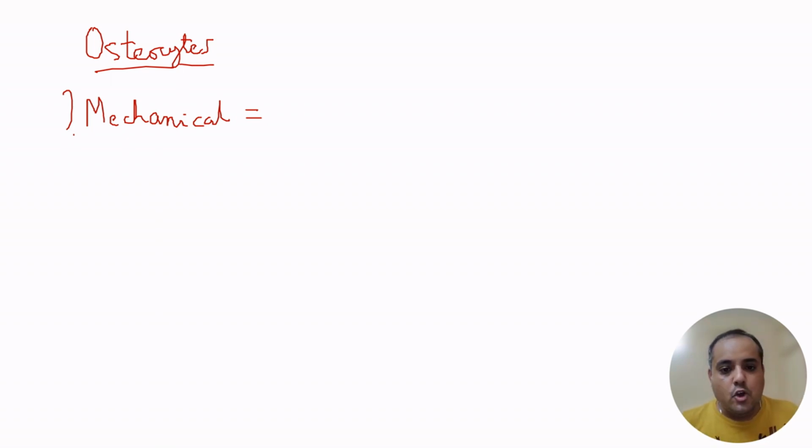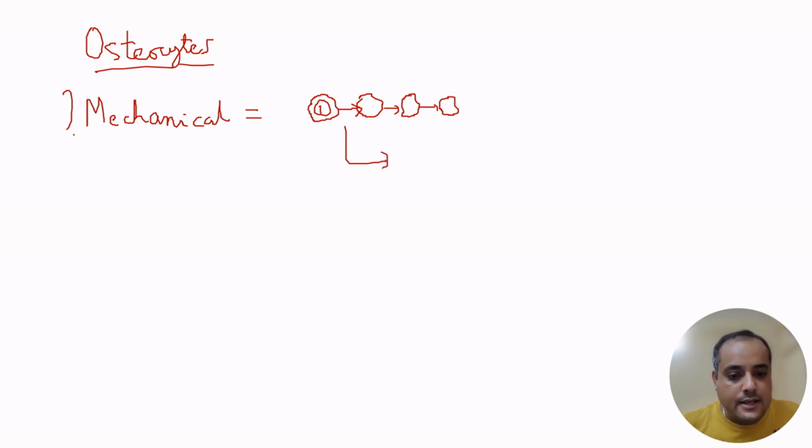So suppose you have one osteocyte here, another osteocyte here, and this is the osteocyte that is picking up the signals. This is the first osteocyte that is picking up the signals. Then it is going to transfer this signal to the second osteocyte. The second osteocyte is again going to transfer it to the third osteocyte, then to the fourth, and so on. That means there must be an osteocyte connection so that the signal can be propagated.